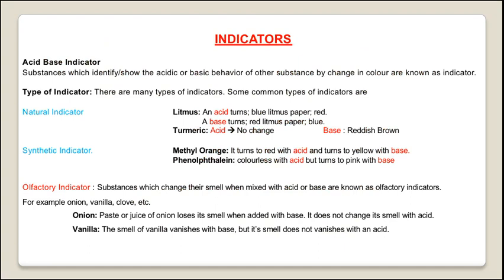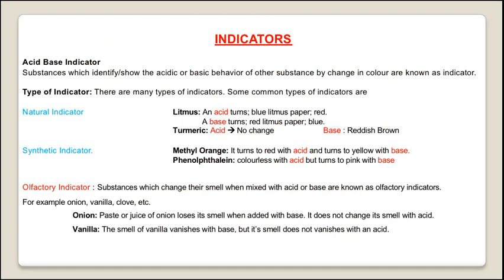Coming to the next one, olfactory indicators. Olfactory lobes are the lobes present in our brain which indicate the smell detection. So olfactory indicators are the indicators which change their smell when mixed with acid or base. For example, onion, vanilla, clove, anything that has a smell can be used to test whether, when put into acid or base, it loses its smell or it remains the same.